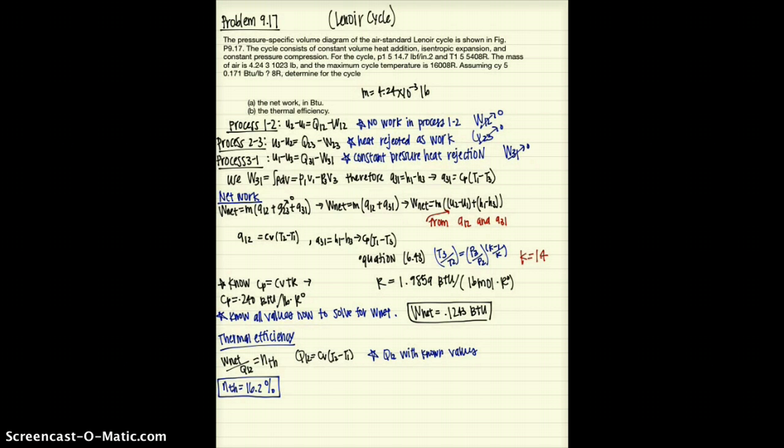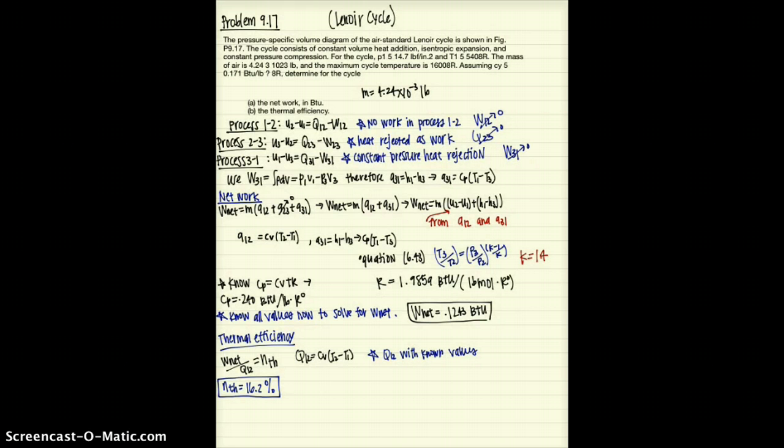For process 1 to 2, we use the first law to determine that U2 minus U1 equals Q from 1 to 2 minus work from 1 to 2. There's no work in process 1 to 2 because the volume is held constant, so we can cross out work from 1 to 2. Process 2 to 3, again using the first law, we determine that U3 minus U2 is equal to Q from 2 to 3 minus work from 2 to 3.